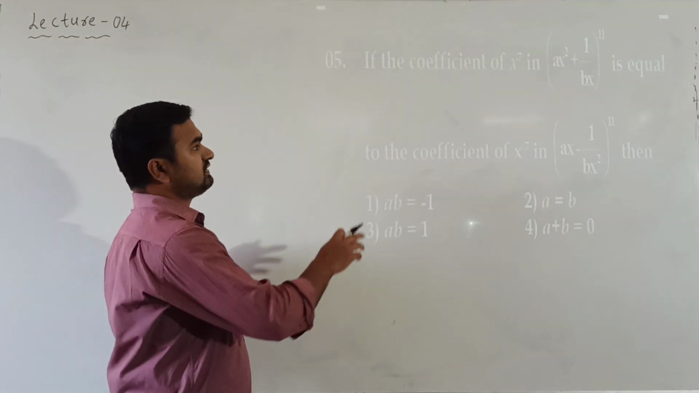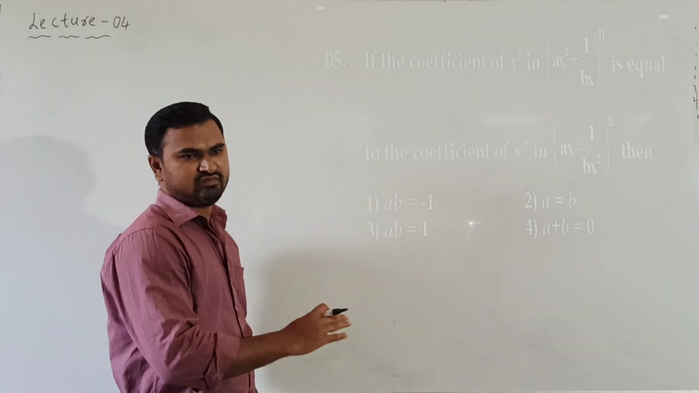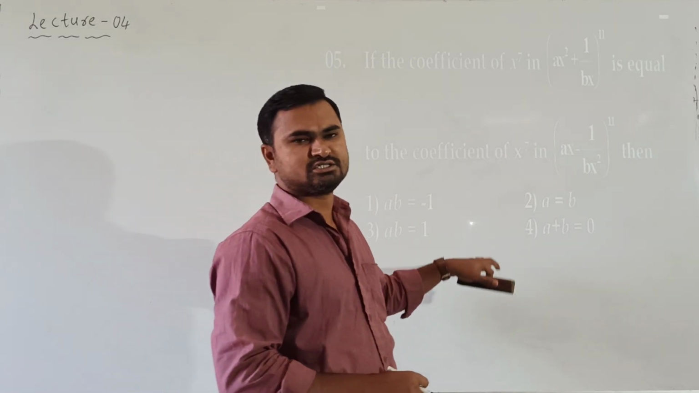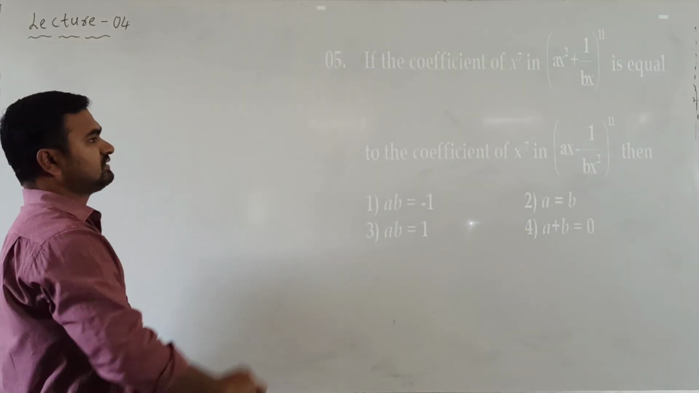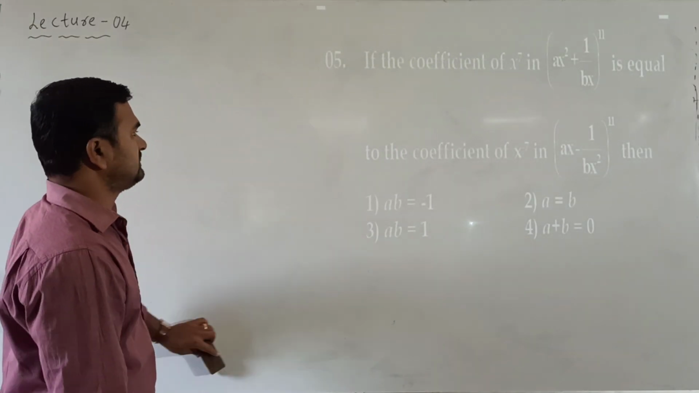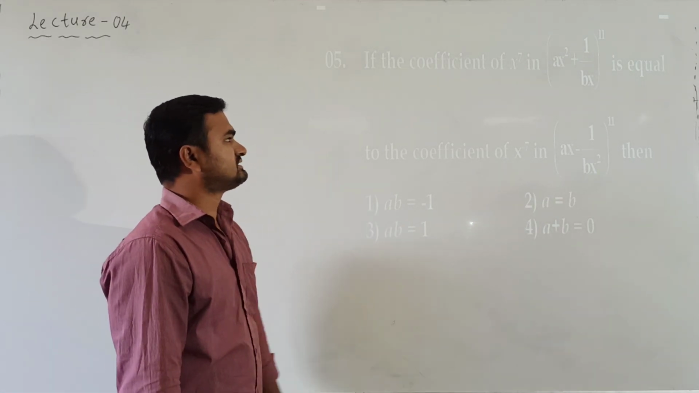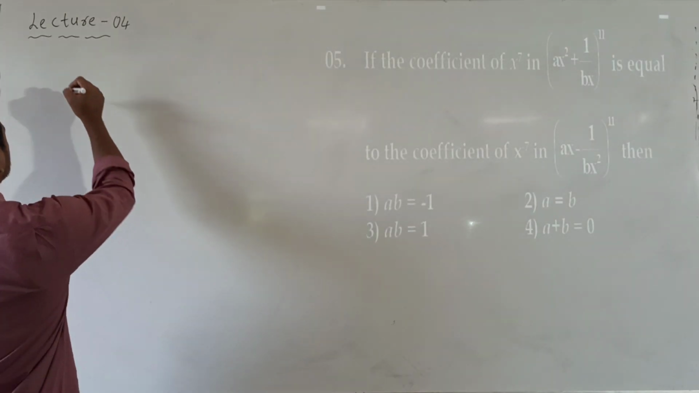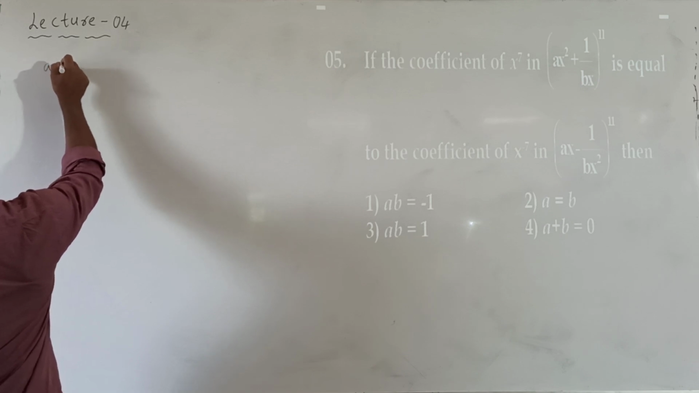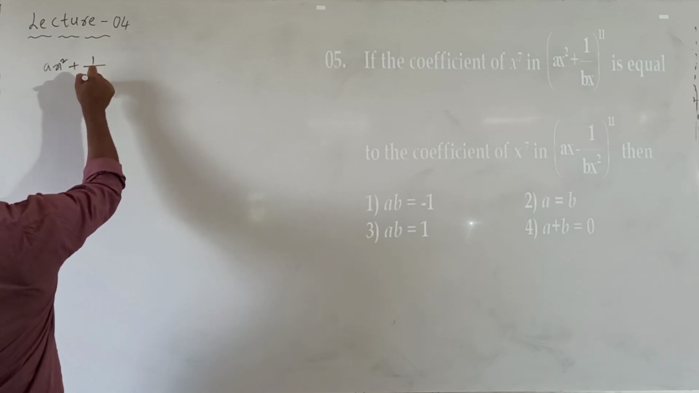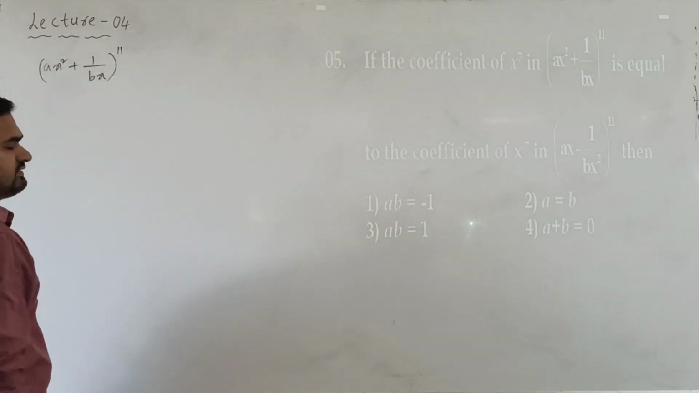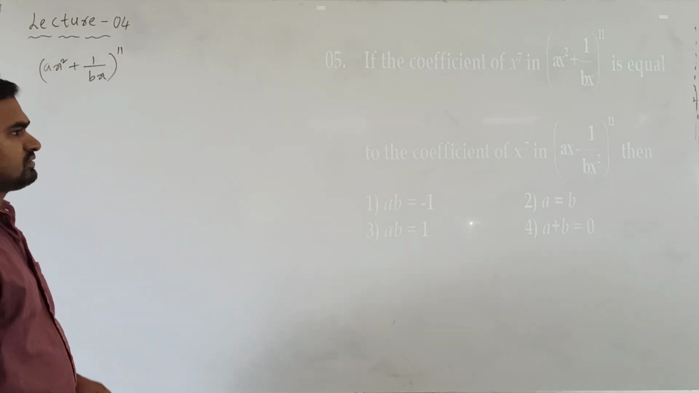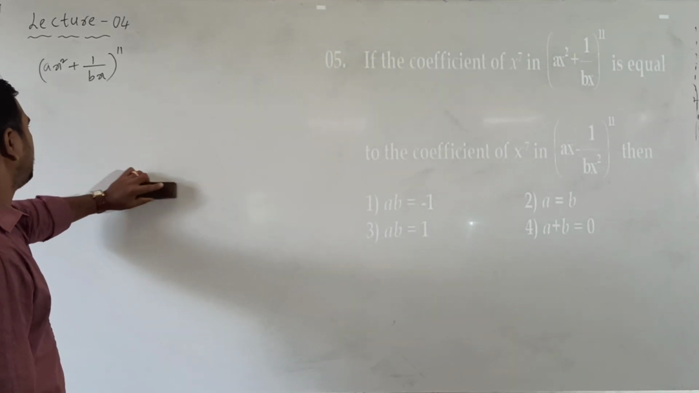So first we find what the coefficients are, then we equate them and by solving we can find the relation between a and b. Okay, so first obtain the coefficient of x power 7 in the expansion of (ax square plus 1 by bx) whole to the power of 11. In this we need the coefficient of x power 7.